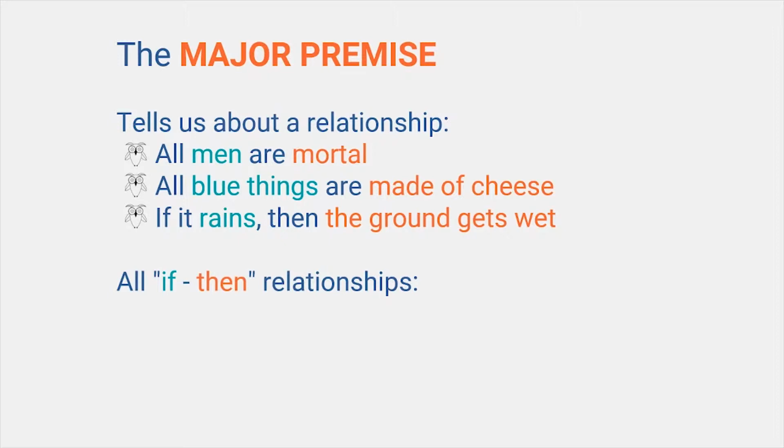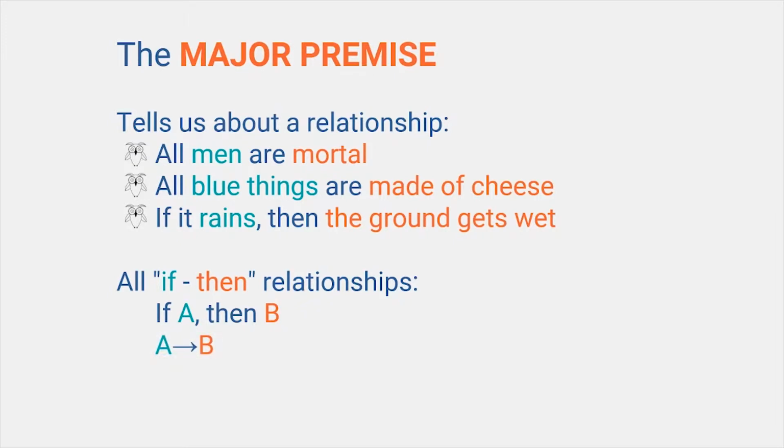If the first thing is true, in these examples, there is a man, there is something blue, or it rains, then the second thing is also true. In these examples, he is mortal, it is made of cheese, or the ground is wet. And if you put it even simpler, you could say if A, then B, or A arrow B.